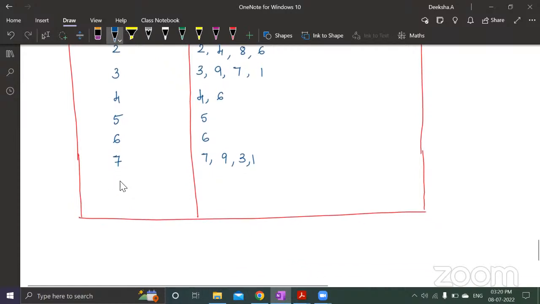Next, we'll write 8. Now, what are the last digits of 8? 8 power 1 is 8. And 8 squared is 16, where the last digit is 6. 8 cube. So 16 into 8 is going to be 48, where you get 8 as the last digit.